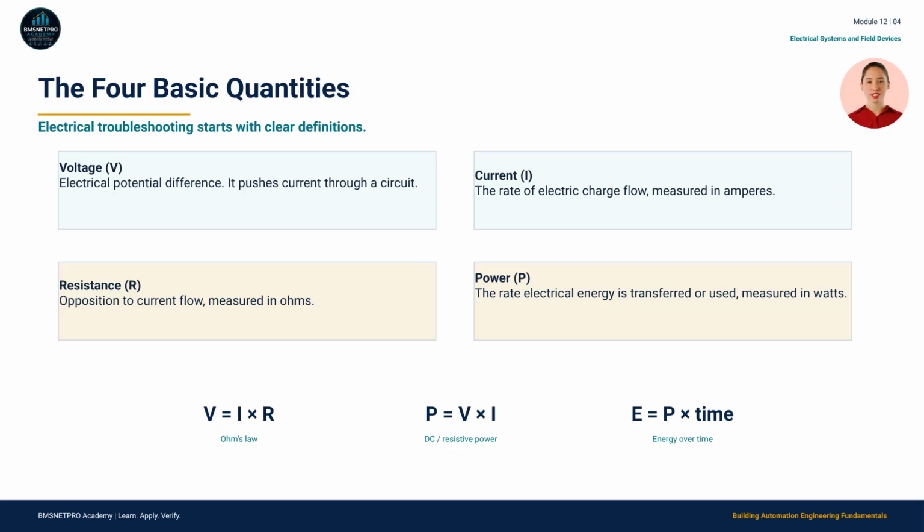Before we talk about transformers, signals, or motor starters, we need the language. Voltage is the potential difference, current is the flow of charge, resistance opposes current, and power is the rate at which electrical energy is used. A BAS problem often becomes much clearer when we ask, what voltage should be here, what current should flow, what resistance is expected, and what power is the load requiring? The equations are simple, but they become powerful when used with the correct circuit and safe measurement practice.